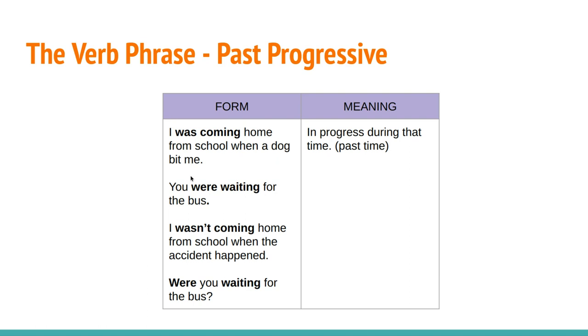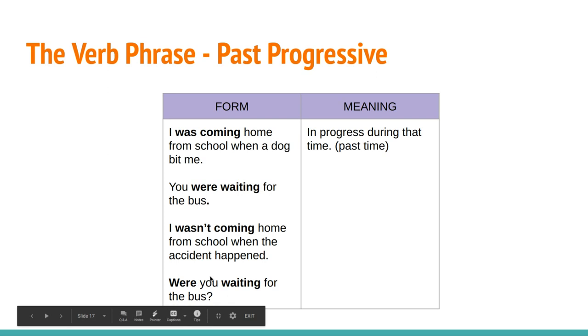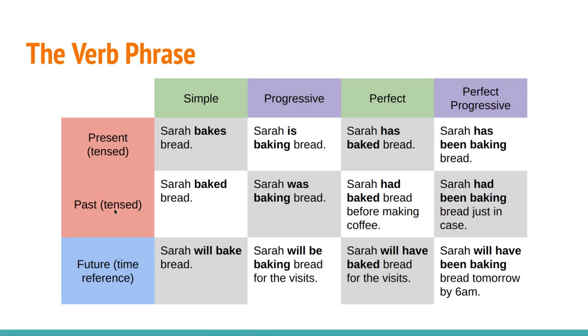Whereas were coincides either for the singular or plural you were, and then we have we and they, which also use were. The negative is formed with the auxiliary and the operator over here, wasn't coming. And once again, to form the questions, we invert the auxiliary and the subject. And the meaning is in progress during that time, the past time.